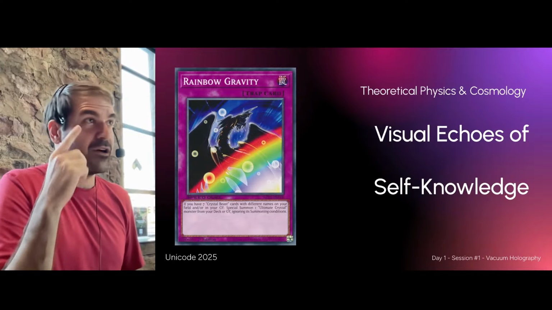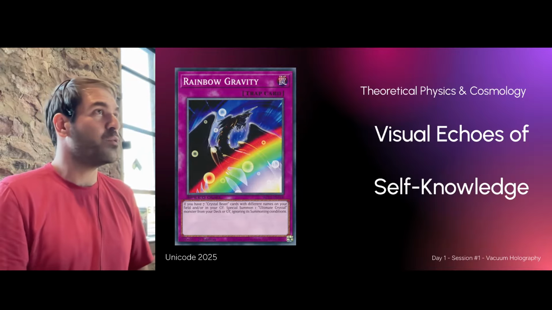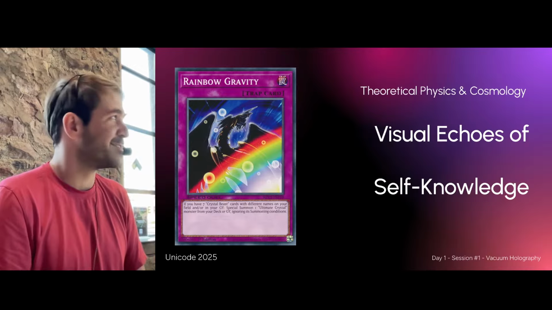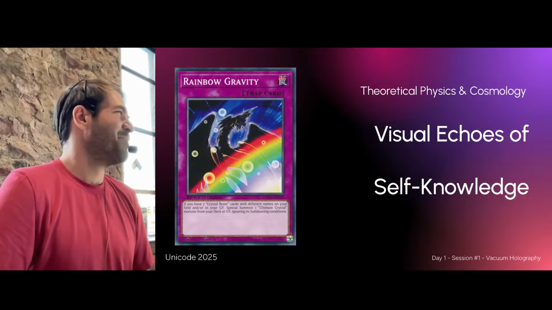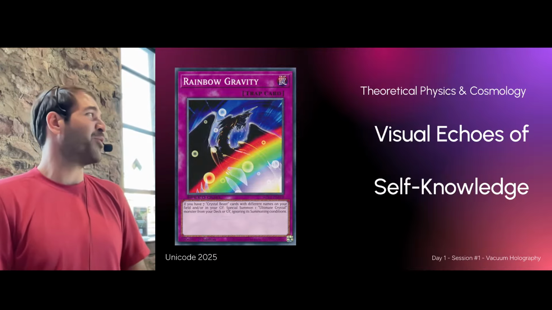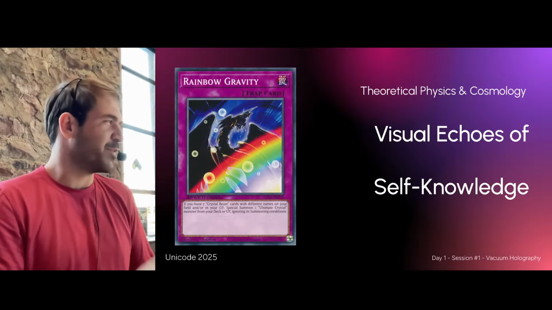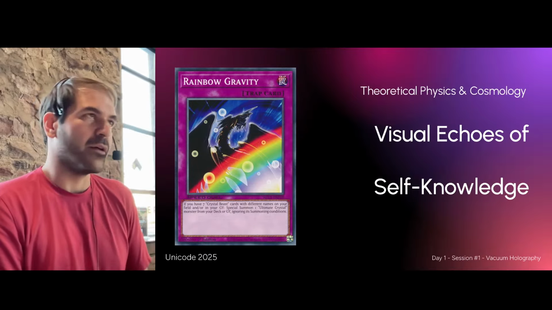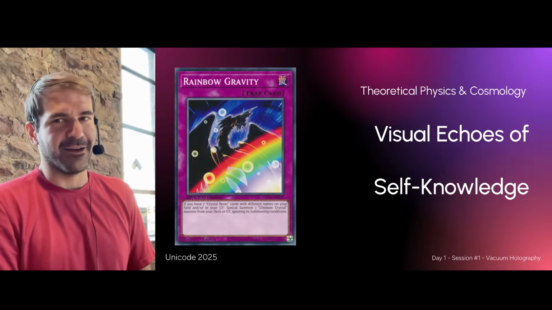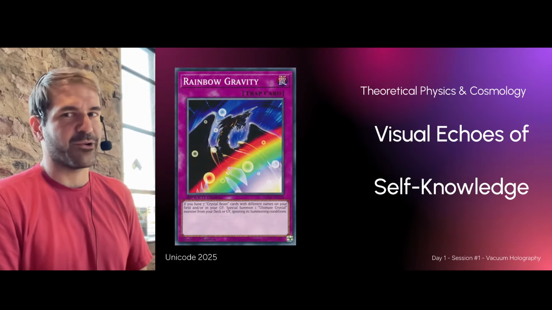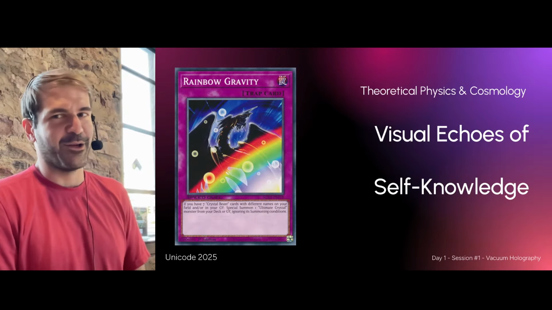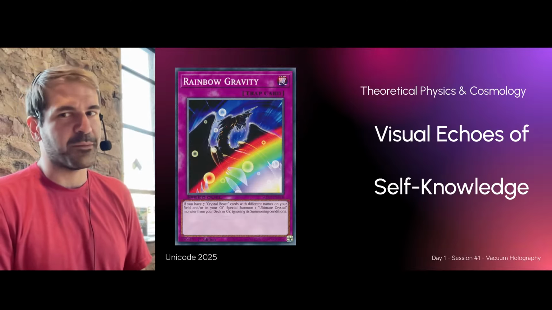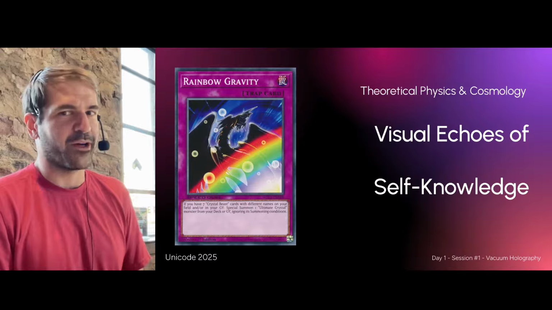So if you're wondering if we just pulled up a Yu-Gi-Oh card in the middle of a theoretical physics and cosmology seminar, the answer is yes, we did. Because there is a Yu-Gi-Oh card called Rainbow Gravity, and it's also a currently proposed theory of physics. The fascinating part is that it says if you have 7 Crystal Beast cards with different names on your field and/or in your graveyard, special summon 1 Ultimate Crystal monster from your deck or graveyard, ignoring its summoning conditions.